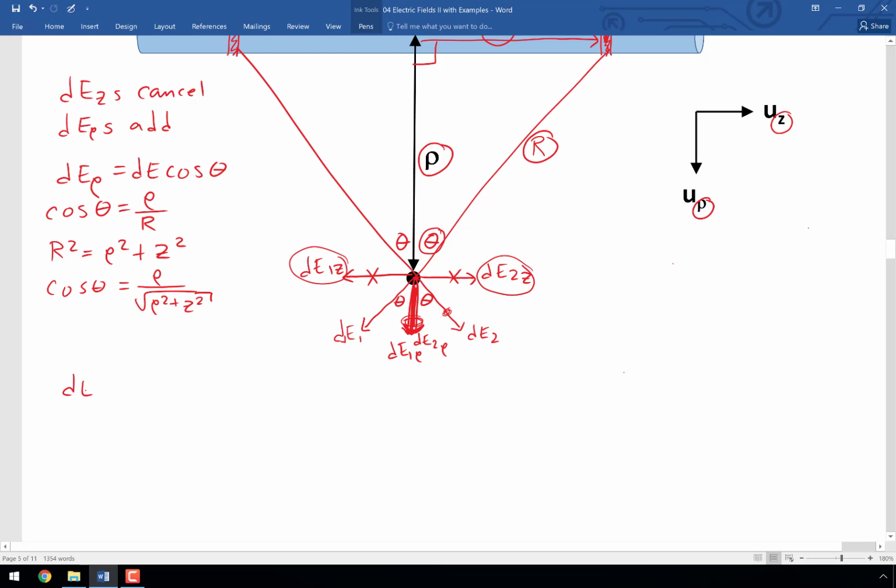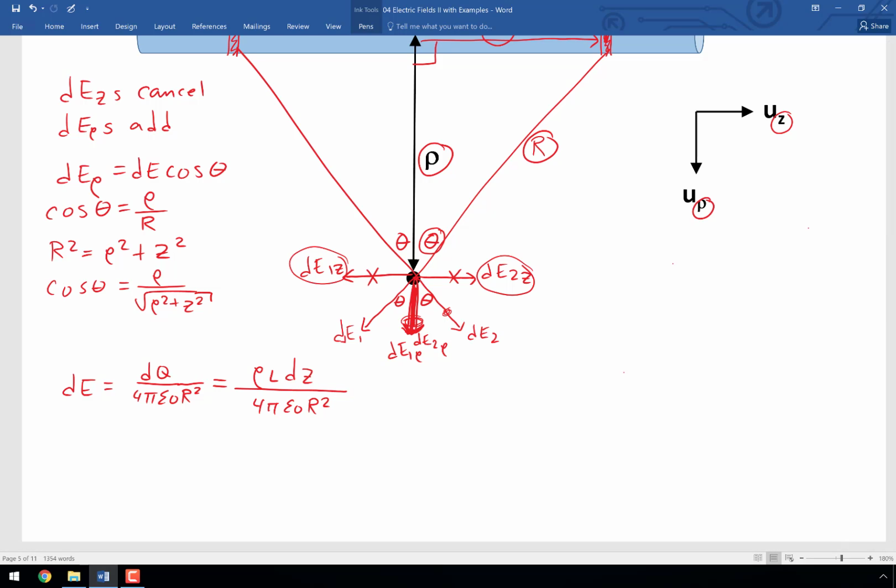So let's write out our master equation. dE, that's the overall electric field, is going to be dQ divided by 4 pi epsilon 0 r squared. And that is the same thing as rho sub L, well, that's a little bit sloppy on the rho there, rho sub L times dz divided by 4 pi epsilon 0 r squared. So we've taken rho sub L, which is the charge density, multiplied it by the length of the differential element, and that gives us the differential amount of charge. And so I can go ahead and do one more step here. Rho sub L dz over 4 pi epsilon 0, and what did I say r squared was? Well, up here, r squared is rho squared plus z squared. So this is going to be rho squared plus z squared.